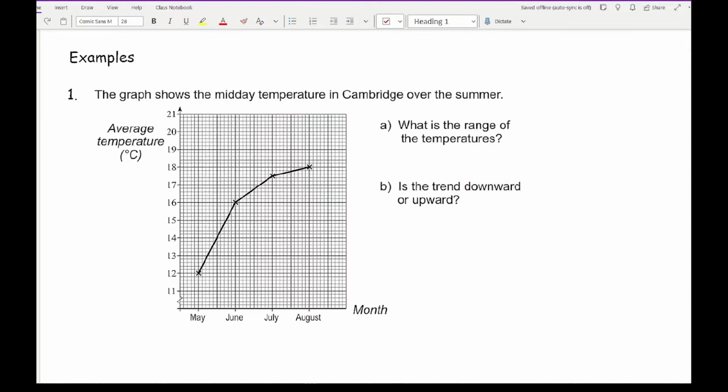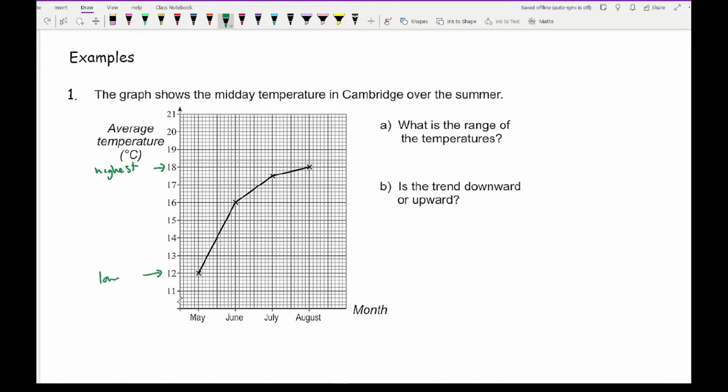So let's have a look at some key example questions that you could face in an exam. So the graph shows the midday temperatures in Cambridge over the summer, and the first part is asking us what is the range of temperatures. Now here you can see that the temperature is on the vertical axis, and you can see that the highest temperature is 18 and the lowest temperature is 12. So to work out the range, it's the highest, so it's 18 minus the lowest, which is 12, so we have a range of 6 degrees.